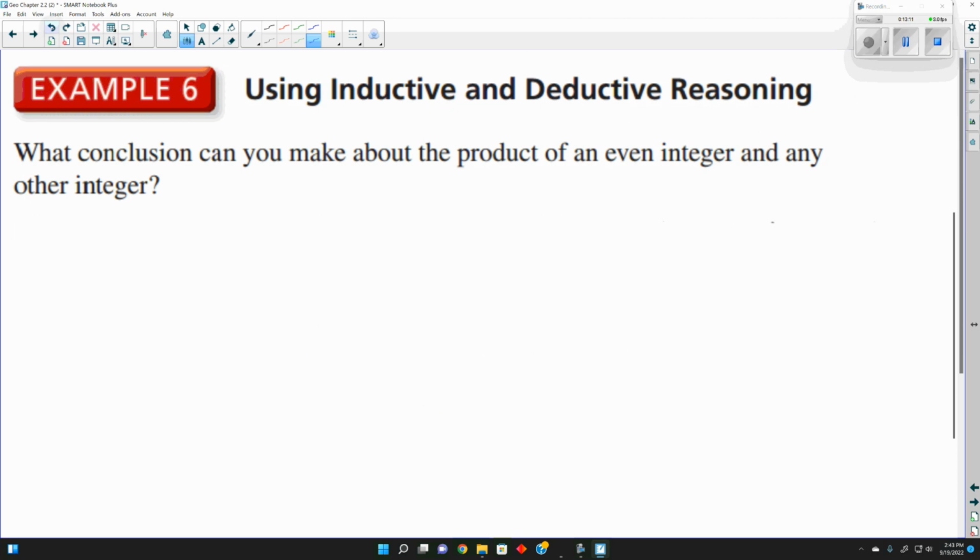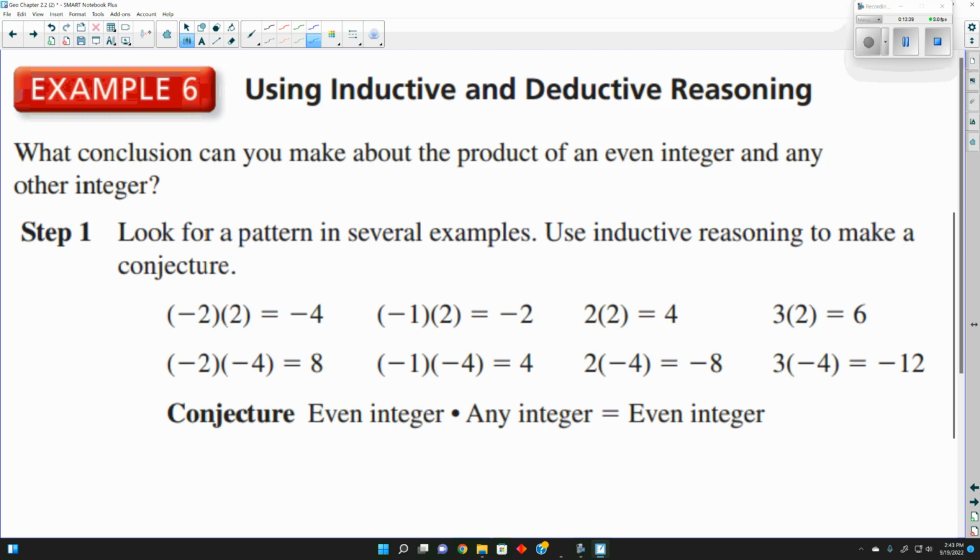Now, what can you conclude about the product of any even and odd integer? Well, is this going to be, guys, is this going to be inductive or deductive reasoning? What conclusion can you make about the product of any even and any odd integer? Well, we can use inductive because we can take several steps. We can look at patterns. We can take examples.